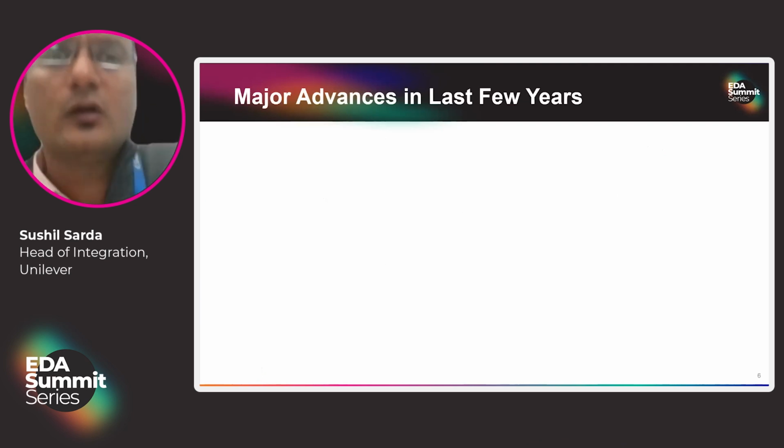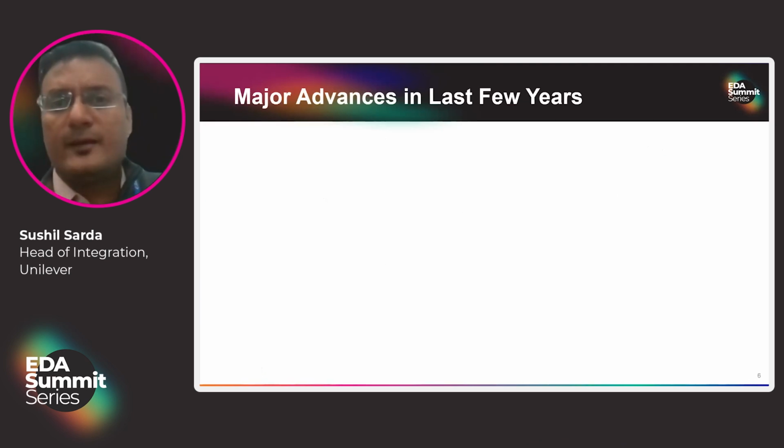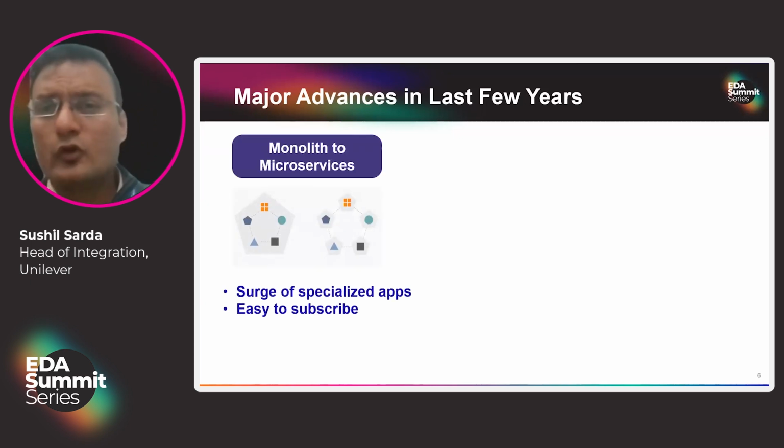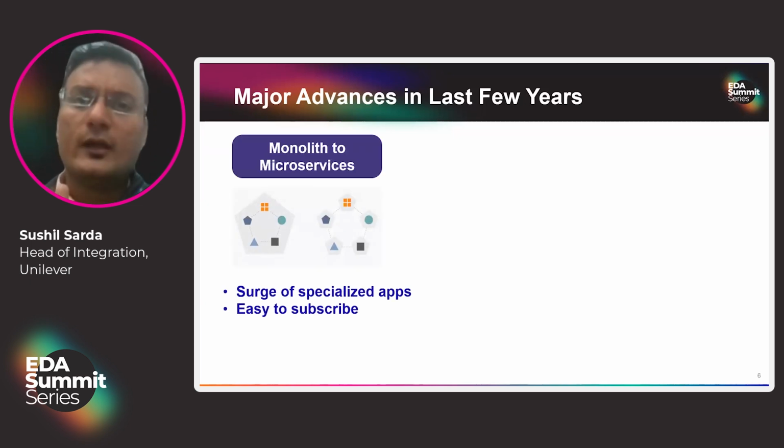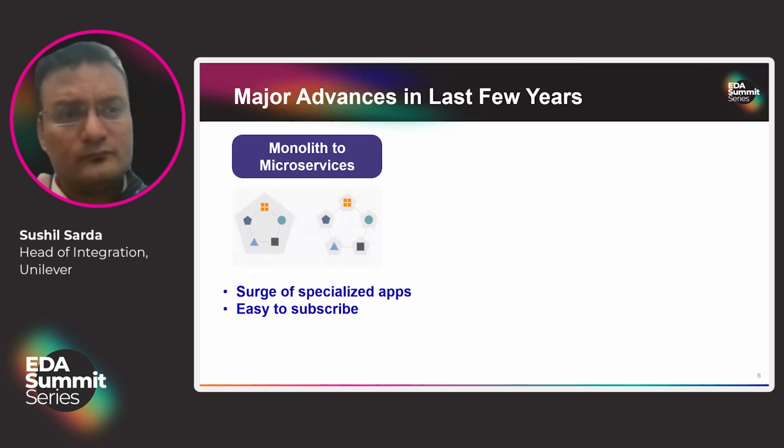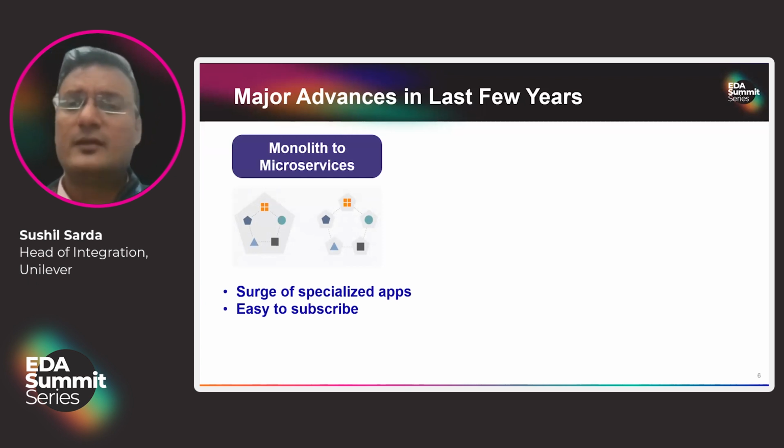Let me talk about the advances which have happened in the technology space in the last couple of years. And I'm talking about a couple of them only. So first, products or applications are no more monolith. We have the microservices concept. All new age applications claim that they are microservice-driven architecture.